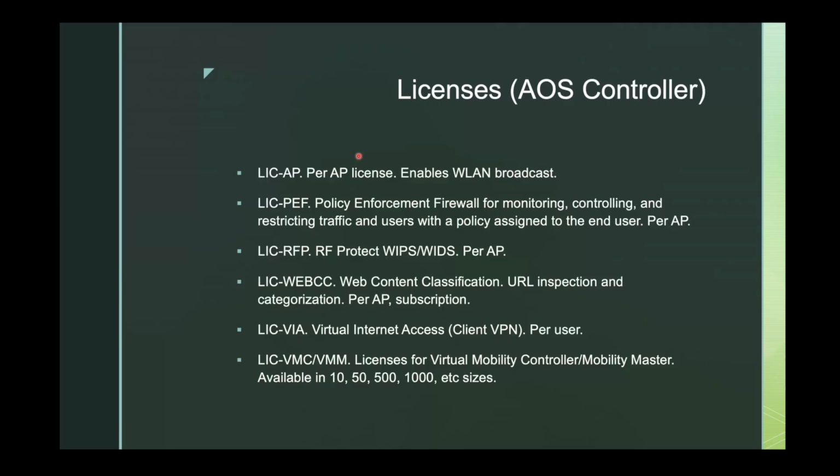RF Protect is your wireless intrusion prevention and detection. These are also per AP. WebCC is web content classification. This is URL inspection and categorizing website types. Per AP, and these are subscription licenses because Aruba is constantly updating the URL profiles. Virtual Internet Access is per user. This allows a user to remote into a mobility controller network without using a remote access point.